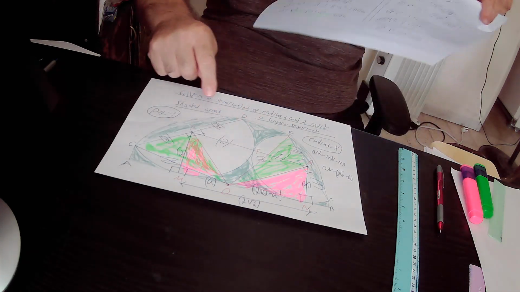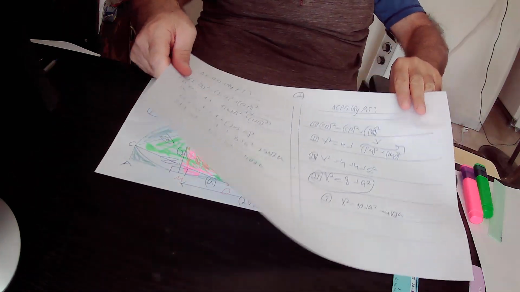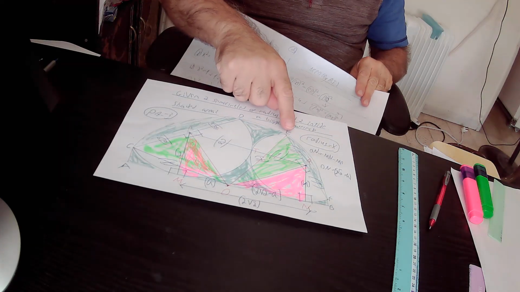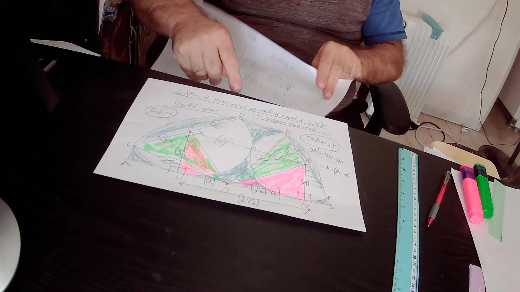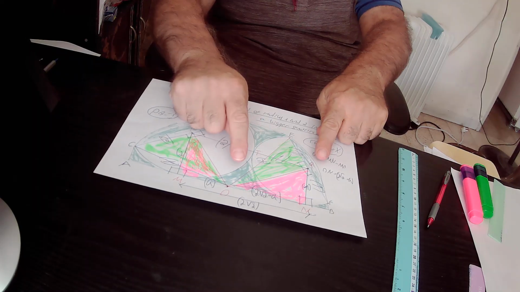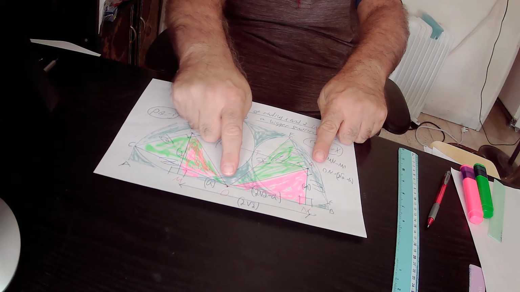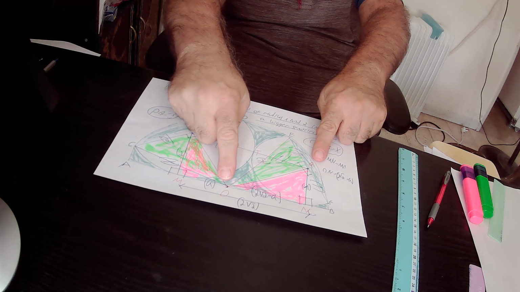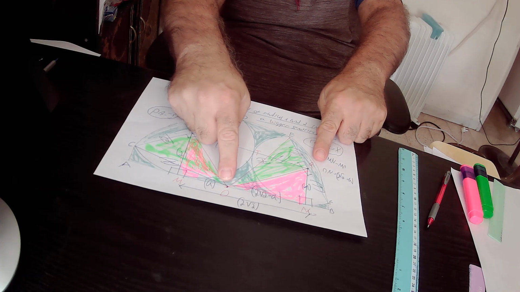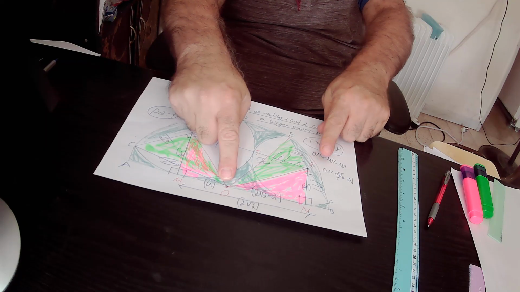EO is x, therefore EO squared is x squared, and it equals EQ squared. EQ is 1, therefore EQ squared is 1 squared, that is 1, plus OQ squared. OQ is one side of this green right triangle, but OQ is also the hypotenuse of this pink triangle. Therefore, according to the Pythagoras theorem, if we implement it on this pink triangle OQN, we get that QO squared equals QN squared plus NO squared.